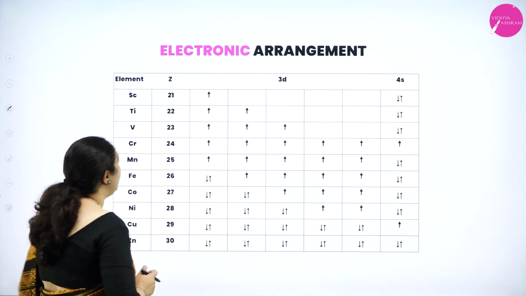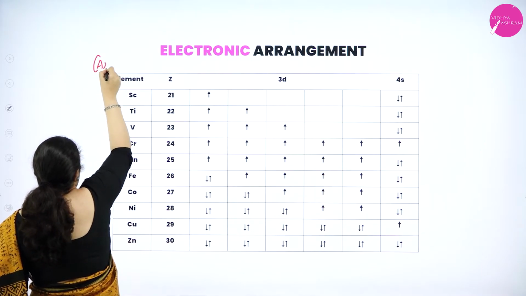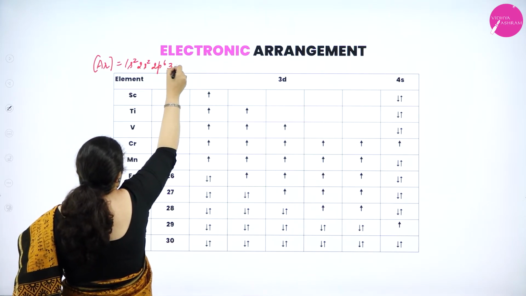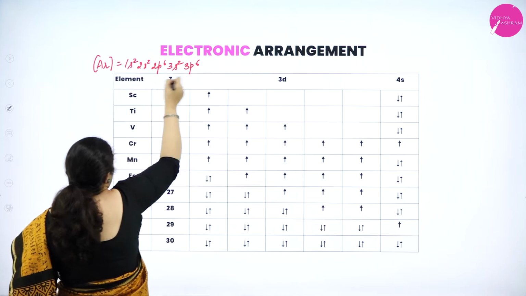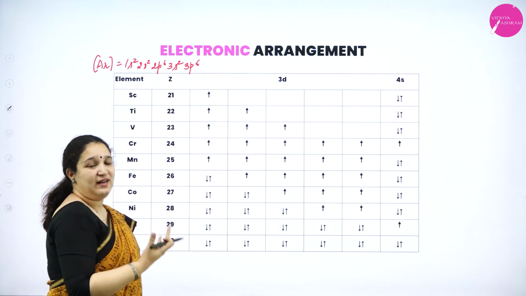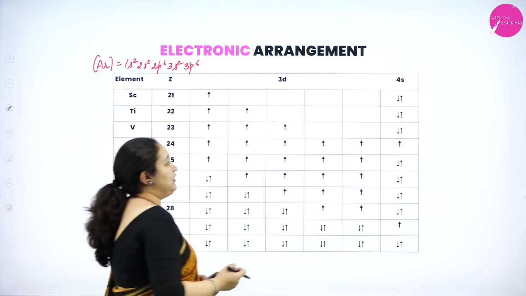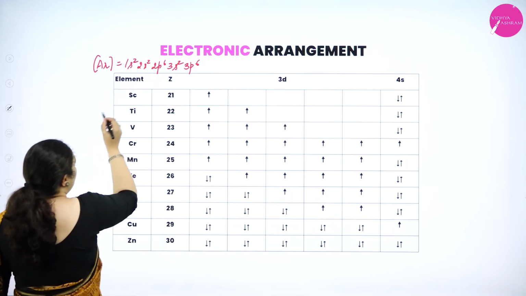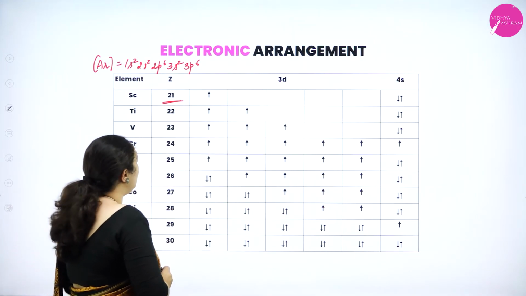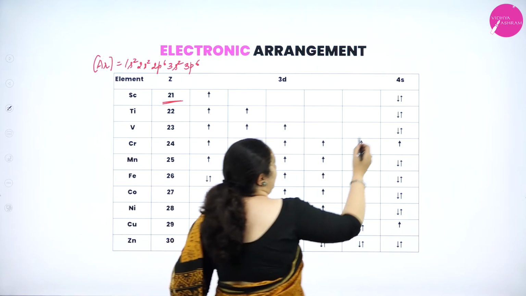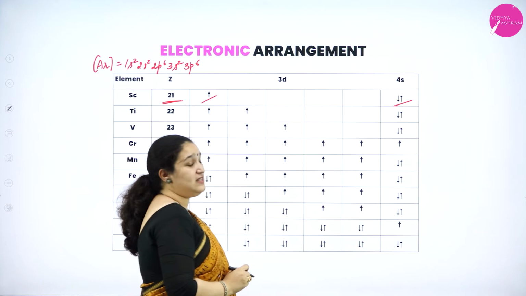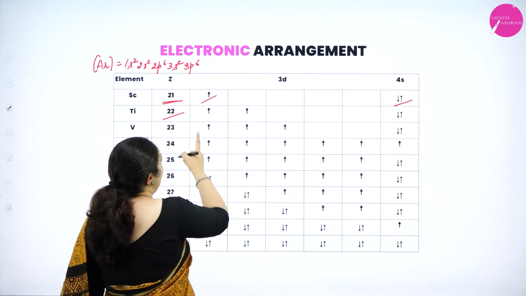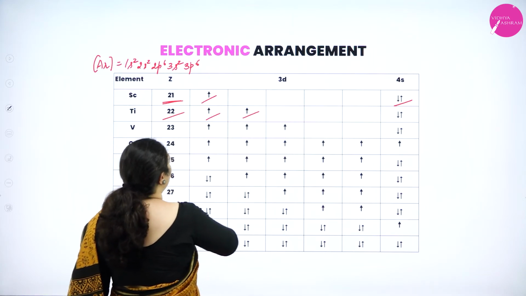So the core electronic configuration is argon, which is 1s2, 2s2, 2p6, 3s2 and 3p6, that is up to 18 electrons. Next, 19, 20 electrons will fill up 4s, then it will start filling 3d. So the atomic number of scandium is 21, so after argon, 19, 20, 1 in the 3d series is present. Next, titanium, atomic number 22, is argon 4s2, 3d2.